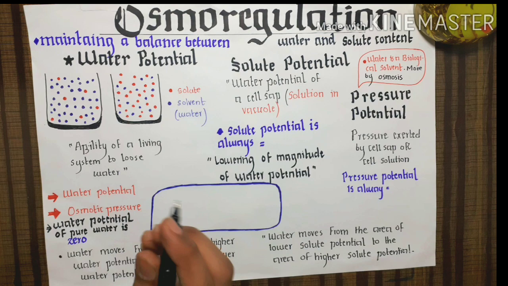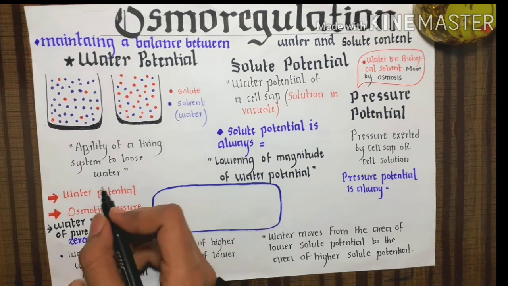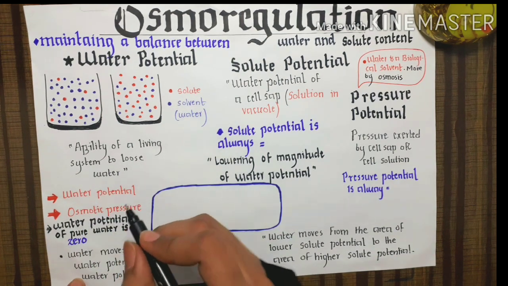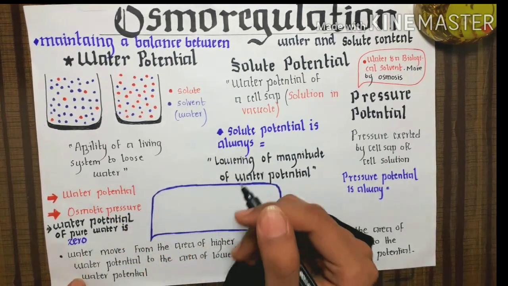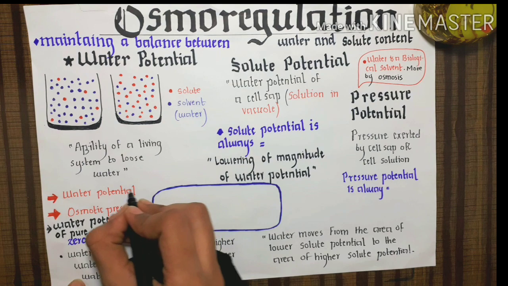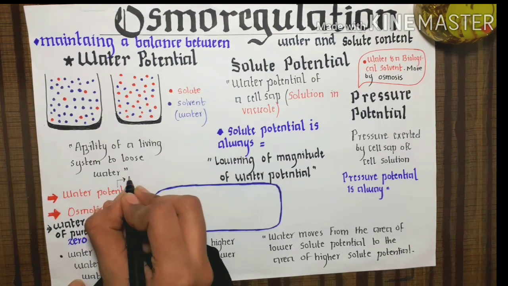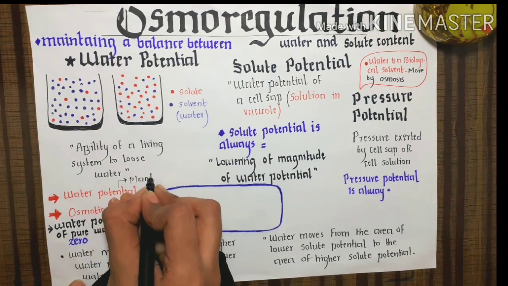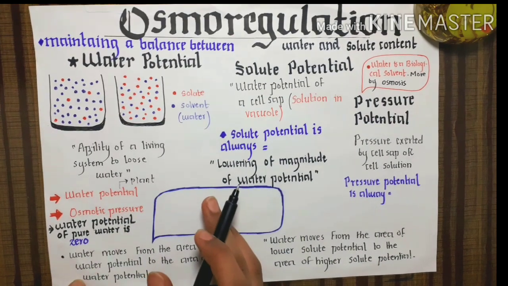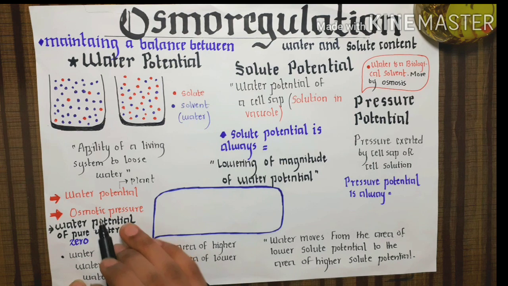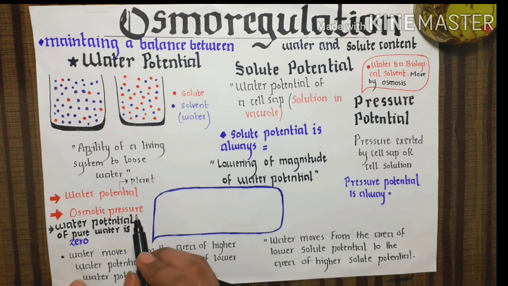Or you can say water potential is the concentration of a cell, and for the concentration, especially for the plant cell, we use the term water potential mostly. And the concentration of the animal cell is expressed by the osmotic pressure.